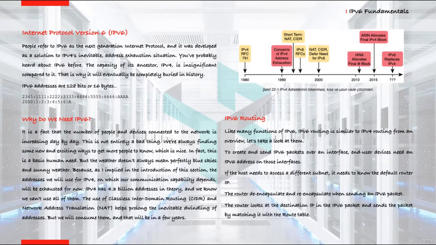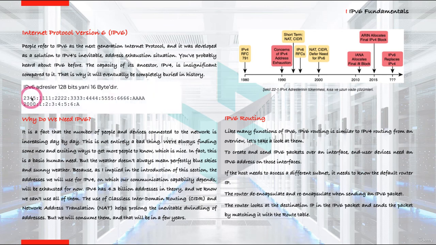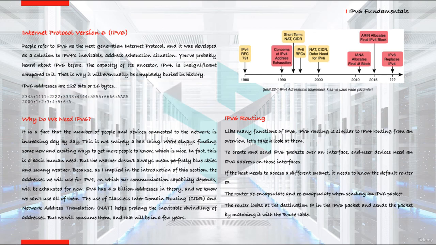IP version 6 is a protocol developed against the exhaustion of IP version 4 addresses. Our IP version 6 addresses consist of a total of 128 bits and 16 bytes. As you can see here, we have 8 blocks in total. In IP version 6 we use the term block instead of octet, where we have a total of 16 bits in each of our blocks, with 8 blocks making a total of 128 bits. 1, 2, 3, 4, 5, 6, 7, 8. In IP version 4, we were separating them with a single point, and here we separate the address blocks with a colon.